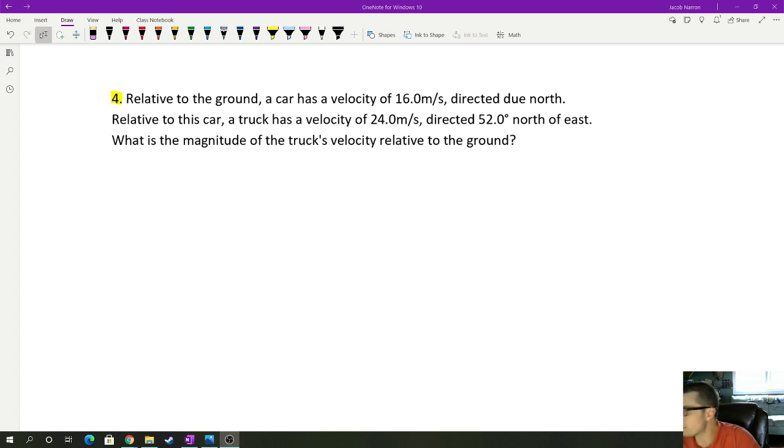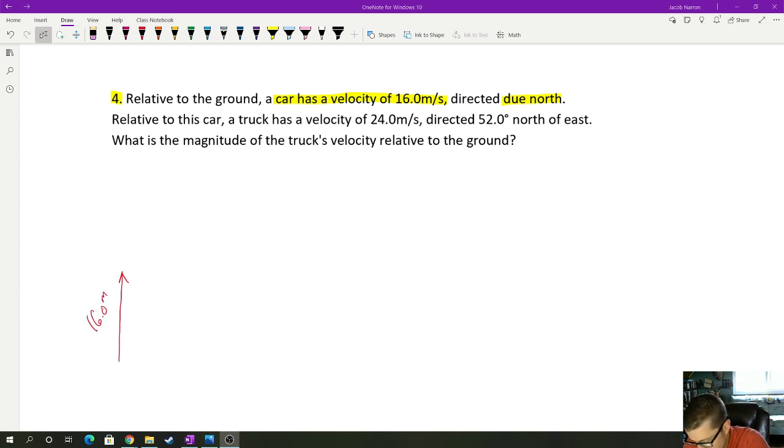So problem number 4, it says relative to the ground, a car has a velocity of 16.0 meters per second directed due north. Whenever they say due north, that means straight up. And so I'm going to go ahead and add that to my diagram, because the diagram is really important for both of these problems. So I'll go ahead and draw it like that, and this is going to be 16.0 meters per second.